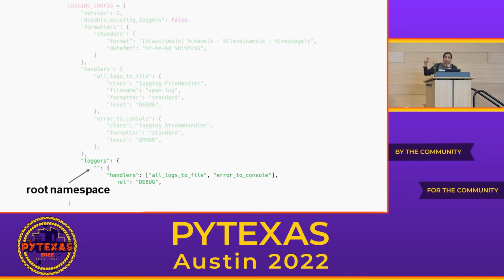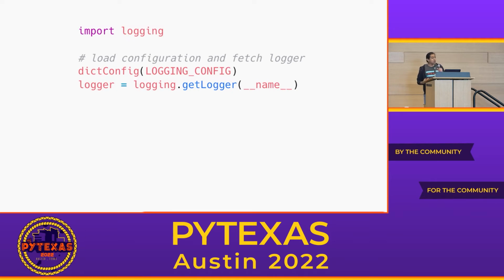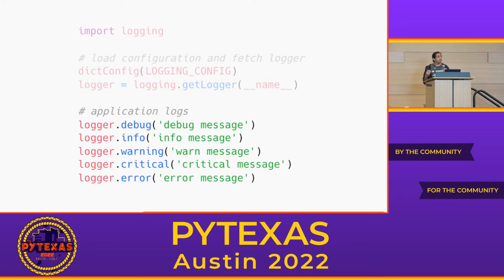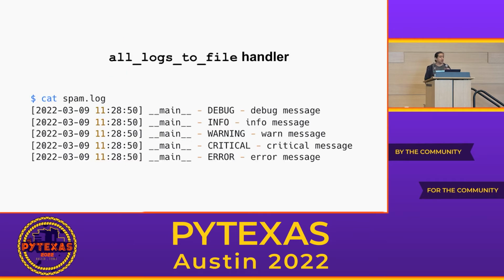And just to note that if we don't specify the logger namespace, it's just going to default to the root namespace in this configuration. So now in our application code, we can import logging, load our configuration, fetch a logger. And then we're going to add some application logs. And these log events are going to get sent to log handlers and get processed as needed. So going back to that file handler, it's going to capture all of our logs in that spam.log file.